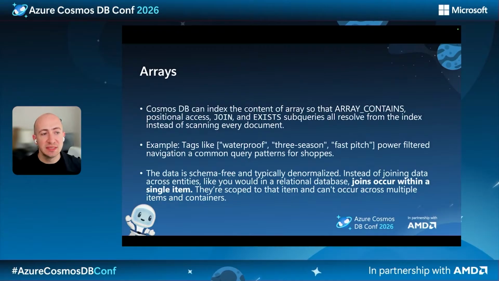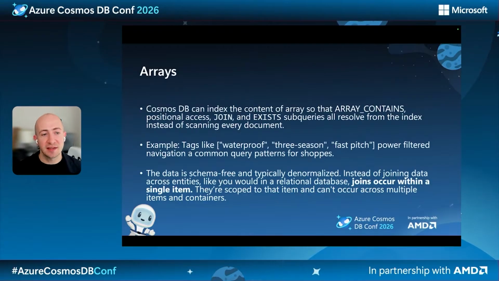Right? So for example, maybe my products have different tags, like a waterproof tag or a tag on what seasons that product can be used for. And these tags can power filter navigation. So imagine that a customer is searching for products and they want to filter by other categories or other characteristics in this product catalog. The important thing to know is that Cosmos DB is schema-free, right?